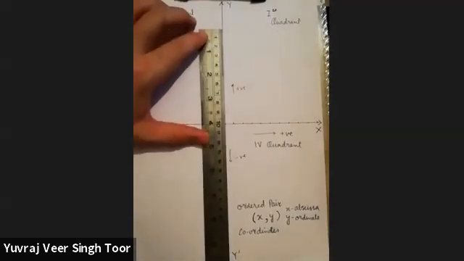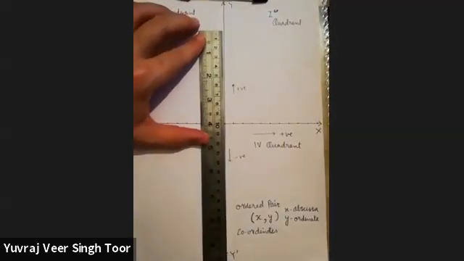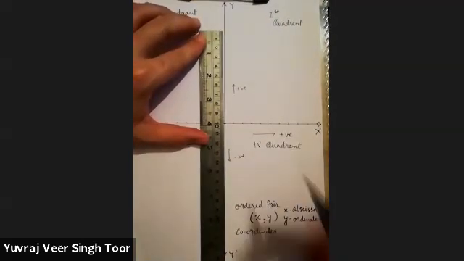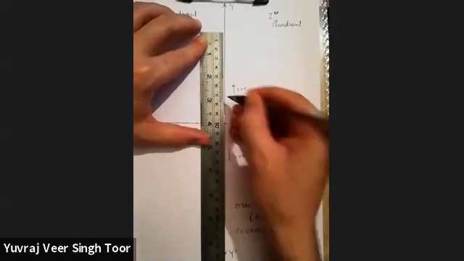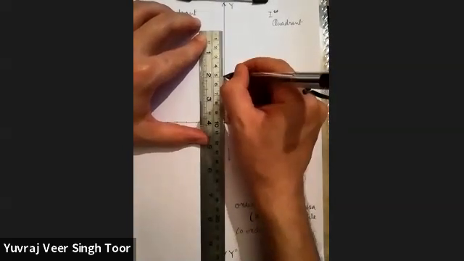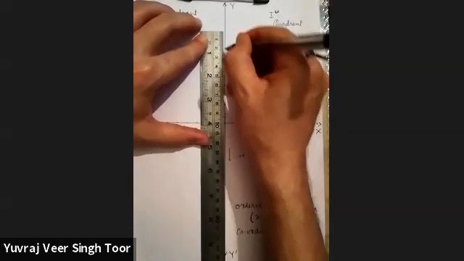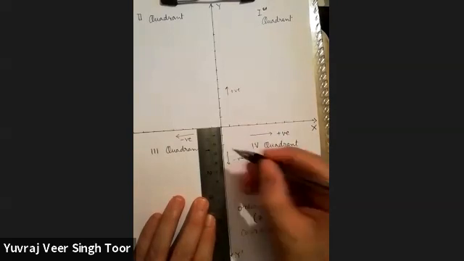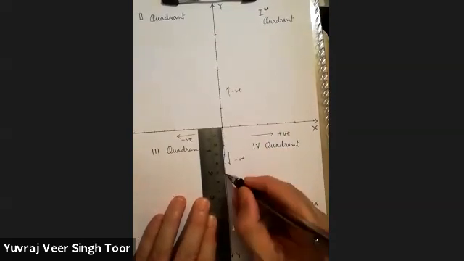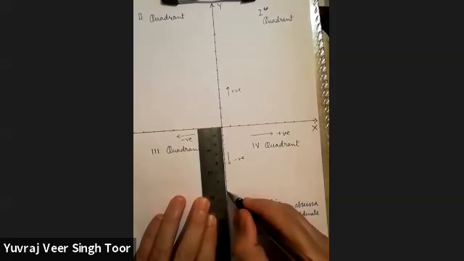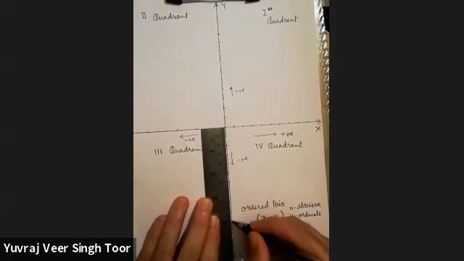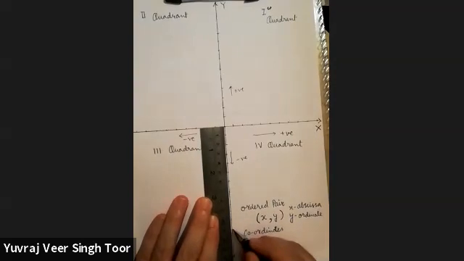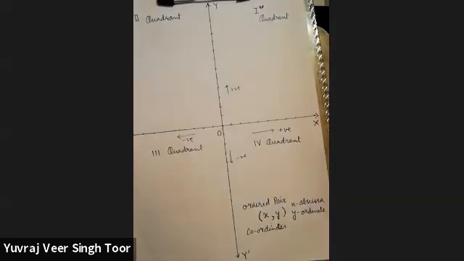Similarly, we have to do this side also. So 1 centimeter squares are there on the graph. If you have graph paper at your place, that's good. Else you have to make this effort.